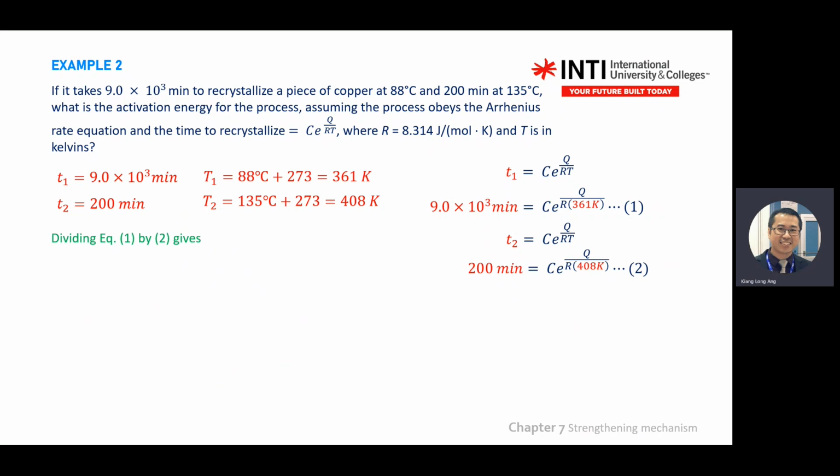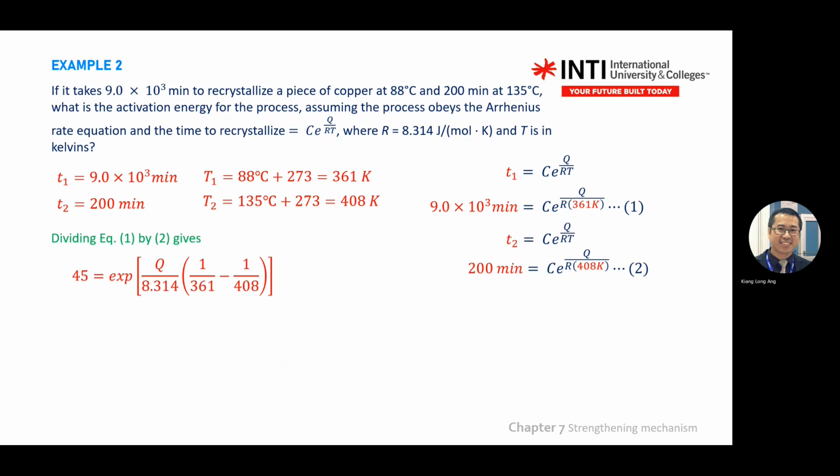You have two equations, equation 1 and equation 2. So you can remove the constant value by dividing the two equations. You take 1 divided by 2, you cancel the C. Then you have the exponential equation, e to the power something. So you take the log of both sides, then you solve the logarithm equation. Okay, so when you divide, you get 45 equal to the exponential e. The exponent is the first one minus the second one, right?